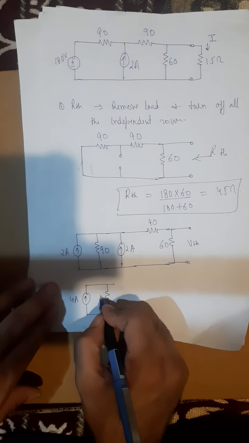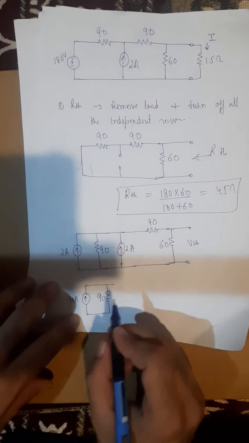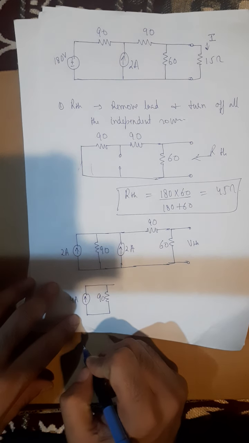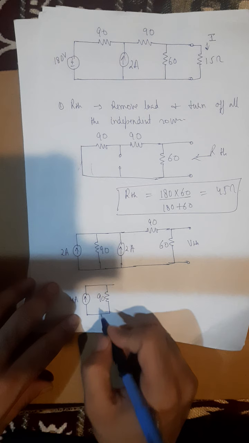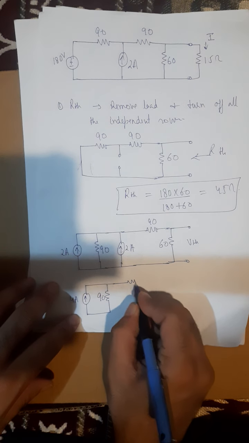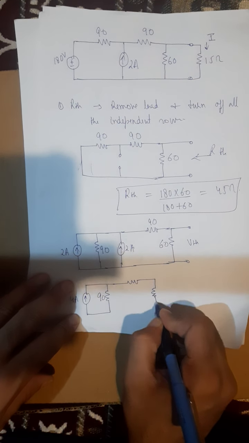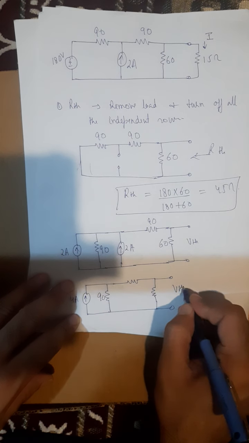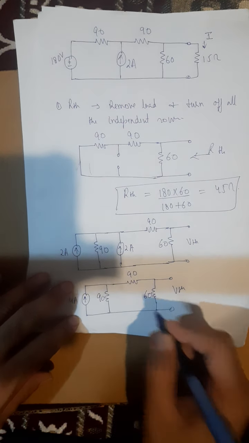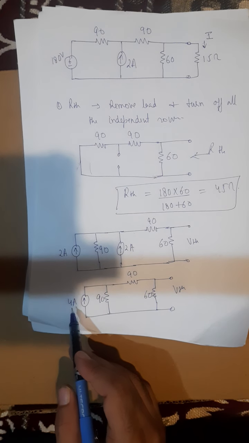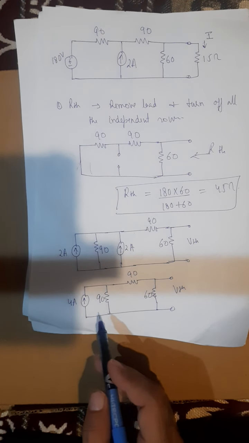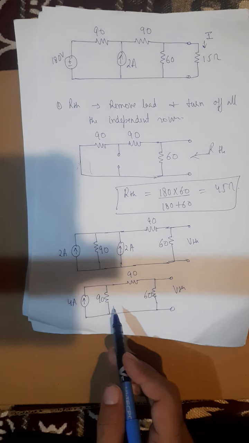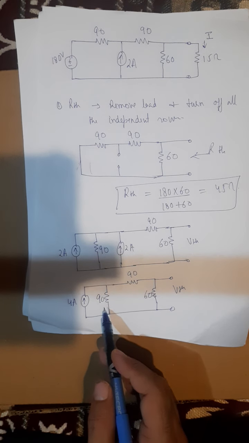Then I have a 90 ohm resistor, then another 90 ohm resistor and a 60 ohm resistor. Okay, VTH, this is 90 ohm, this is 60 ohm. Now I have a 4 ampere current source in parallel with the resistor. Which resistor am I talking about?